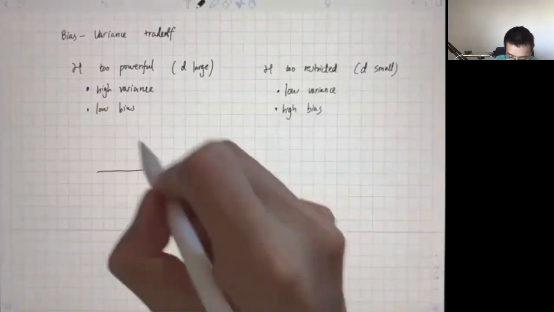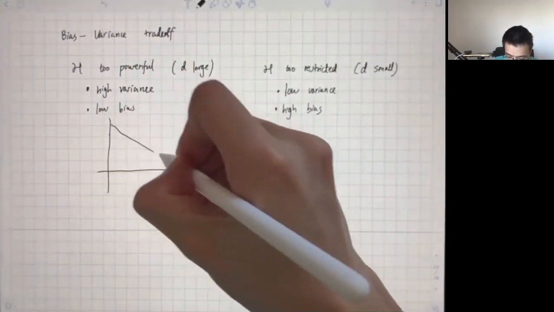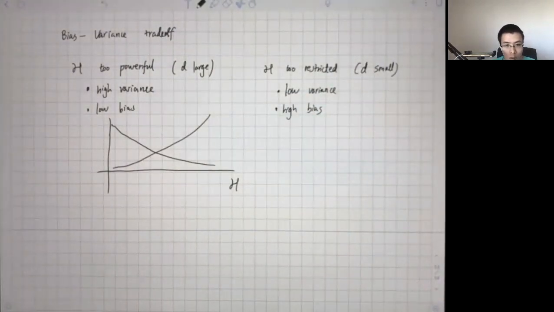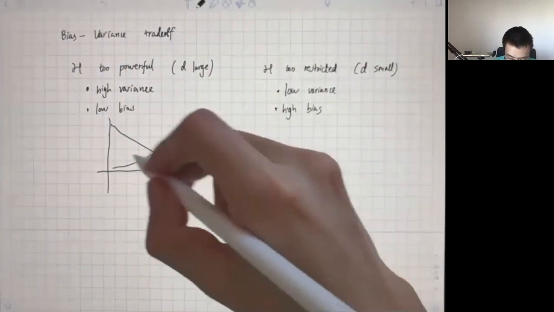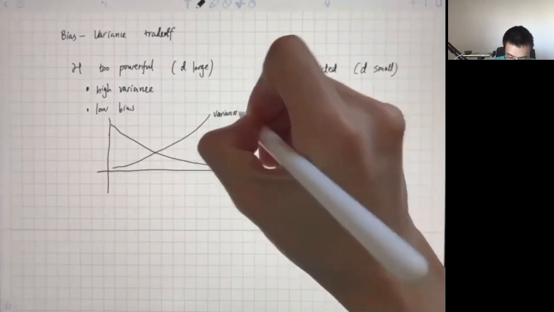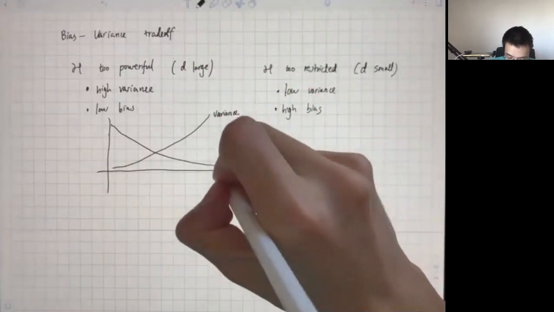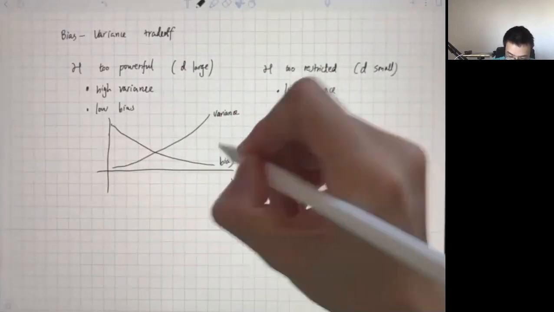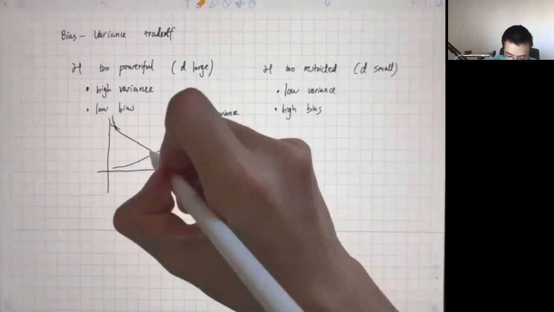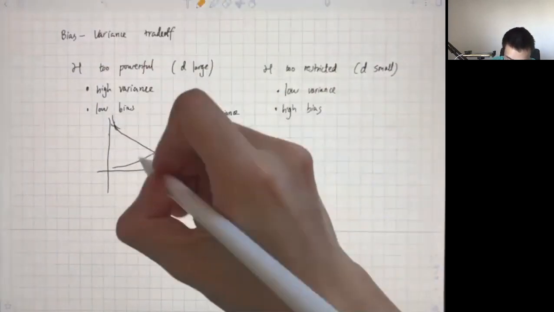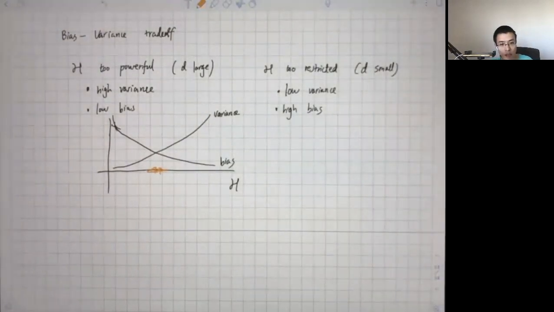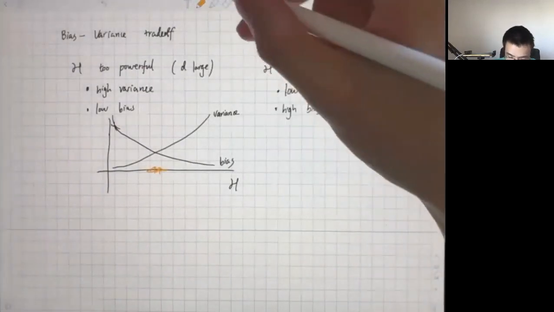And we can roughly plot the trade-off like this. This is the size of your hypothesis class, or how powerful your hypothesis is. If your hypothesis is more and more powerful, then the variance increases and the bias decreases. But in the extreme case, neither is good. So you would like to seek some sweet spot, which is here, or somewhere here, that maintains low variance as well as low bias.